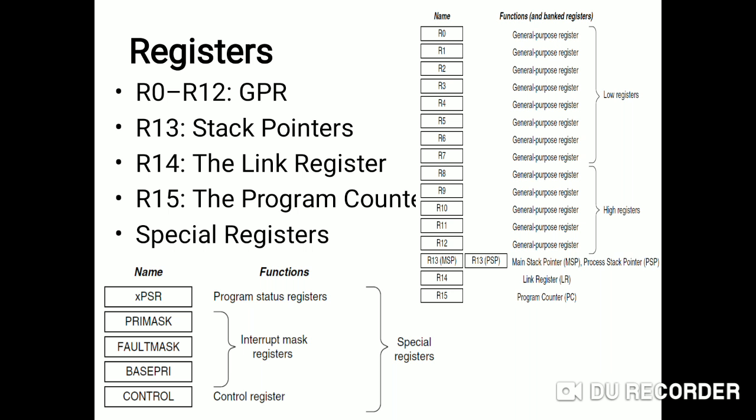Next is R13, that is, the stack pointer. The Cortex-M3 contains two stack pointers. They are banked so that only one is visible at a time. The two stack pointers are, first, the main stack pointer, and second, the process stack pointer. MSP is the default stack pointer used by the operating system kernel and exception handlers, whereas the process stack pointer, that is PSP, is used by user application code. The lowest 2 bits of the stack pointer are always 0, which means they are always word aligned.